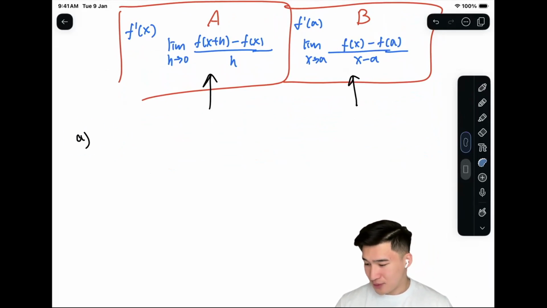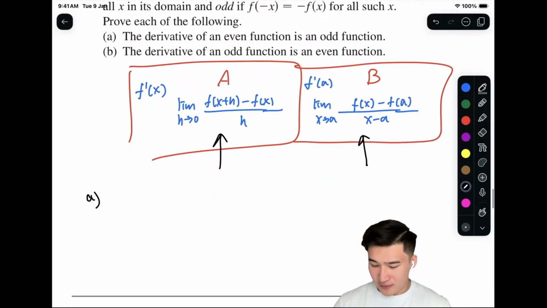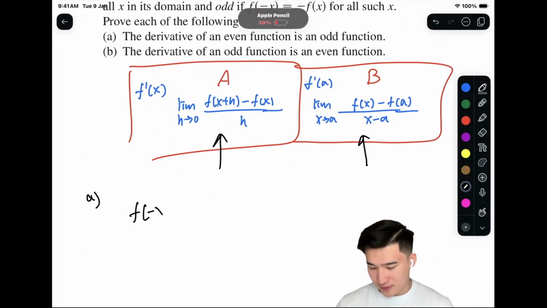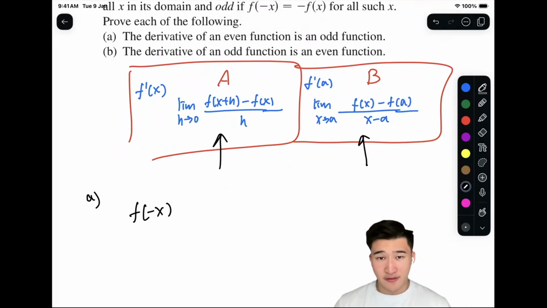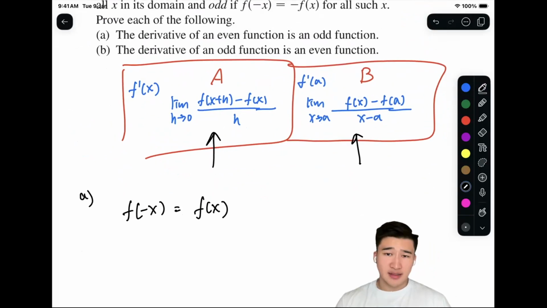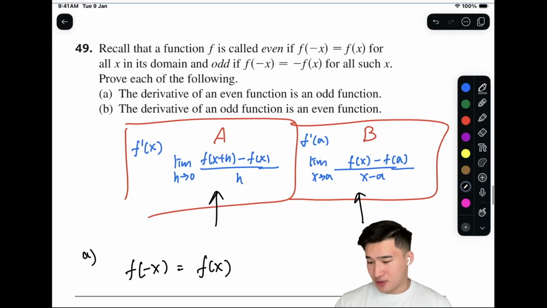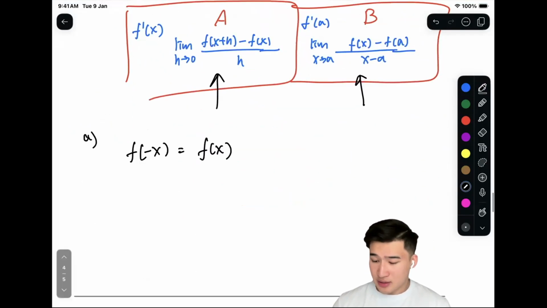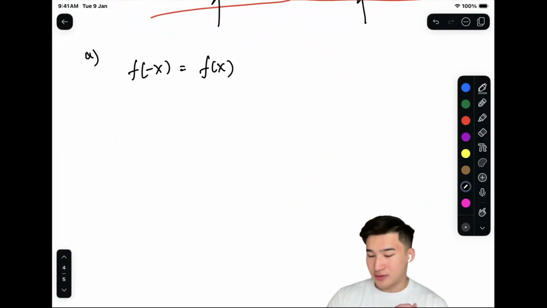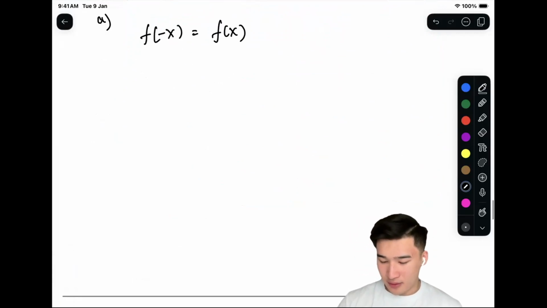Okay, so first of all, we know that an even function is basically when f(-x) equals f(x). The negative sign of the input doesn't really change anything. That's an even function. So let's start by differentiating with our limit.